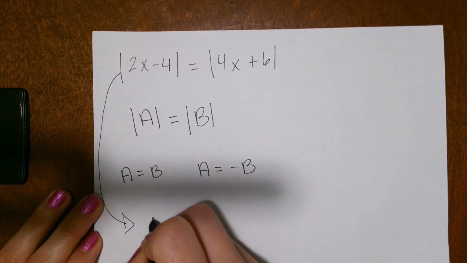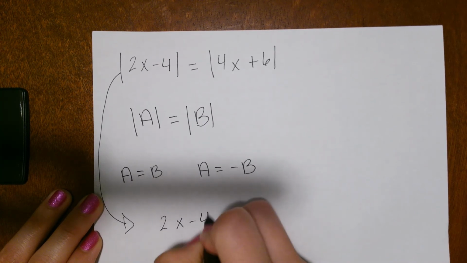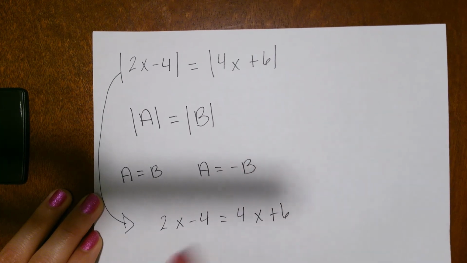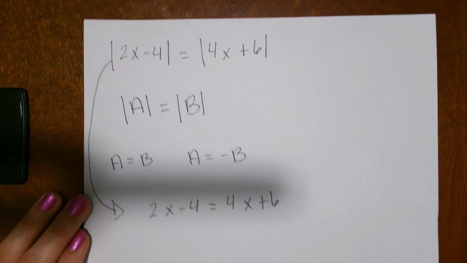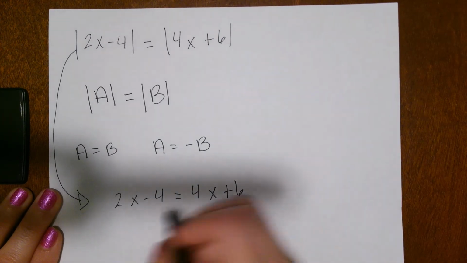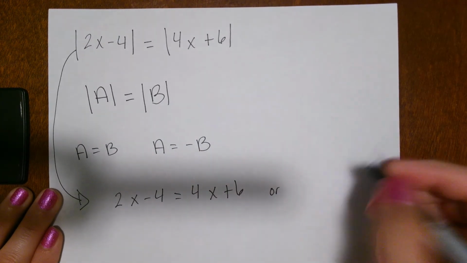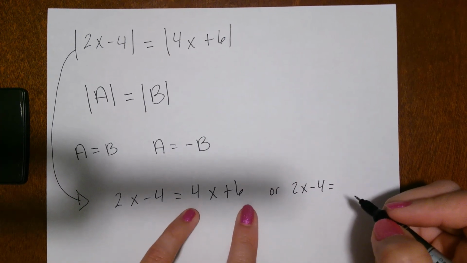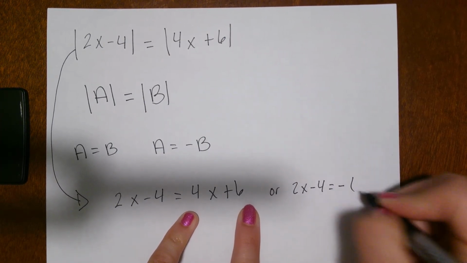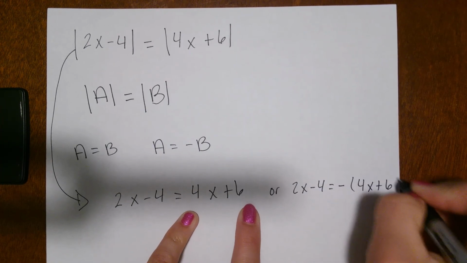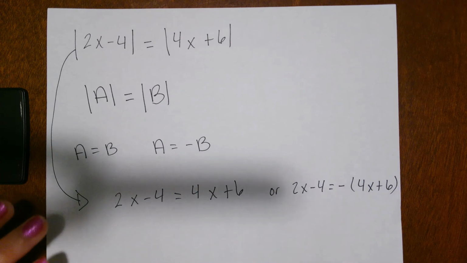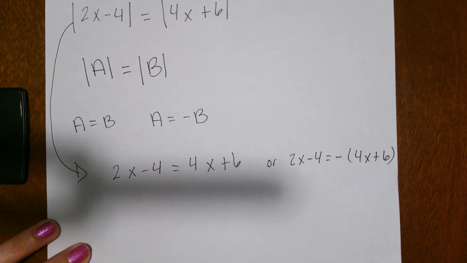This equation then says that 2x minus 4 is either straight up equal to 4x plus 6, and then we just have a regular linear equation, or, see if I can squeeze it in right here, 2x minus 4 is equal to the opposite of 4x plus 6, so negative 4x plus 6. And again, we just have a linear equation, a little negative to distribute, but not a big deal. So I'll go ahead and solve these two equations.